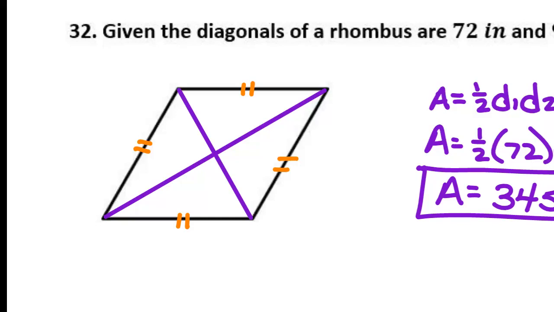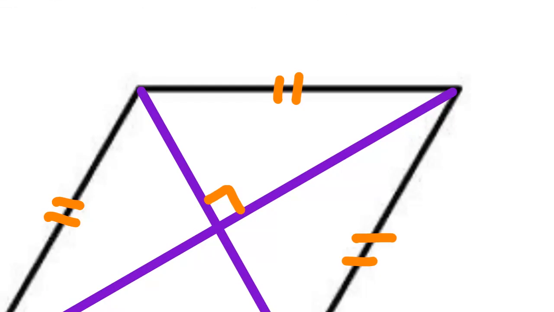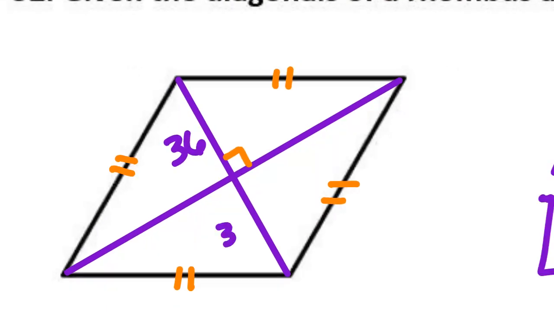Right angle and bisecting. So we have a right angle here where those are crossing each other, and they're cutting each other in half. Well, what's half of 72? 36. So this is 36, and this is 36. What's half of 96? So we have 48 here and 48 here. So I'm going to look at just one of these right triangles. What can I use to find the side of that right triangle?